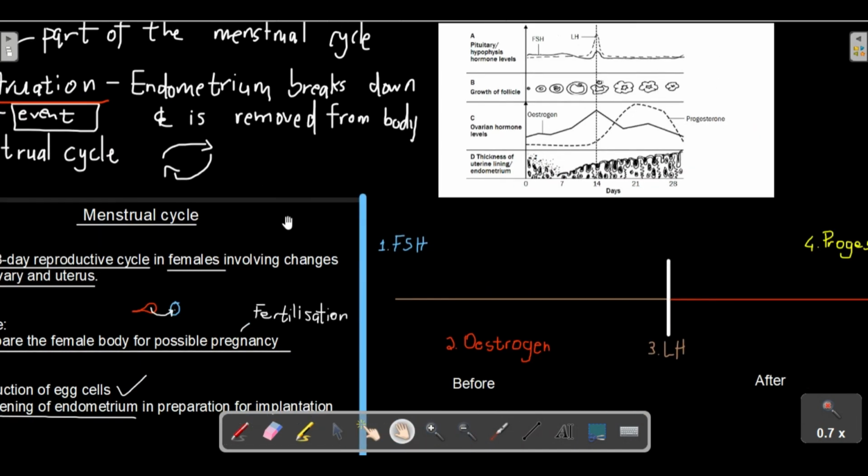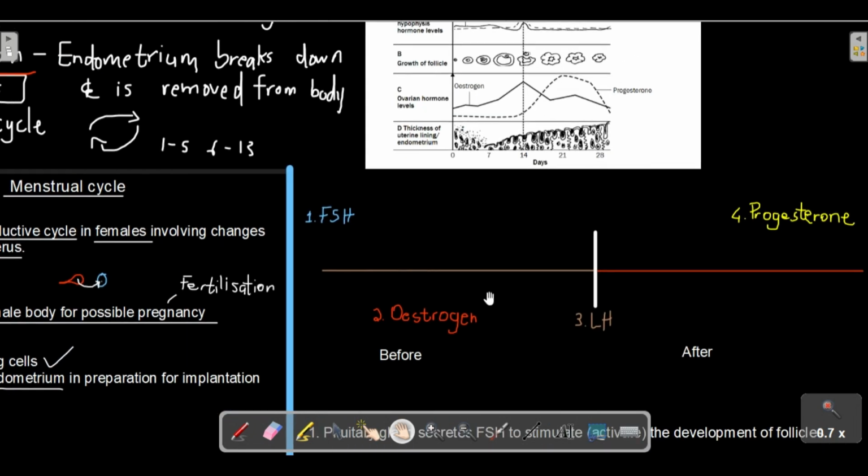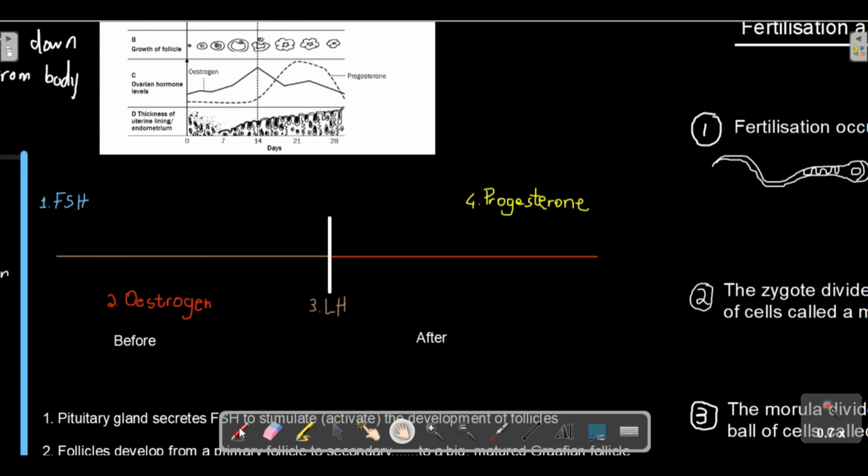Now, it's not important that you know what happens from day 1 to day 5, from day 6 to day 13. You don't have to know all of that, guys. You will just make things complicated for yourself. What is important is that you know what happens before day 14. The only day that is important is day 14. Know what occurs before day 14.